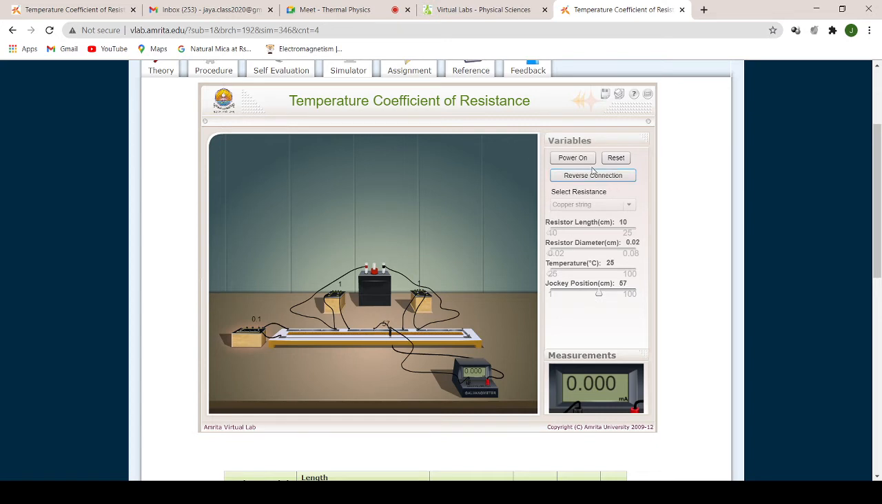Oh, I am sorry girls, I have to switch on the power. So please switch it on. I'm sorry. Yeah. So when you switch on the power, this is what you will see.